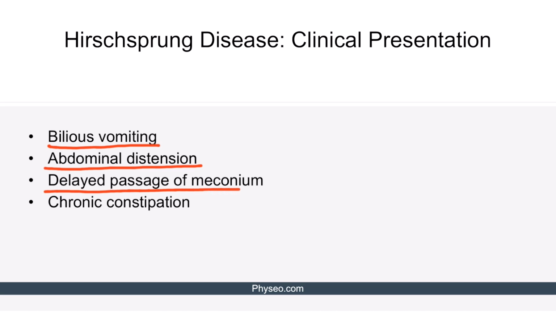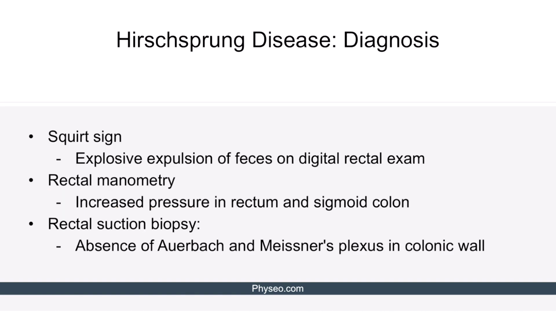Delayed passage of meconium is the classic presentation of Hirschsprung disease in the newborns. This is because the hypertonic sigmoid colon and rectum do not allow the normal passage of stool. Chronic constipation occurs later in life due to the same mechanism that we have discussed just now. Diagnosis of Hirschsprung disease starts with physical exam. A squirt sign represents the explosive expulsion of feces on digital rectal exam.